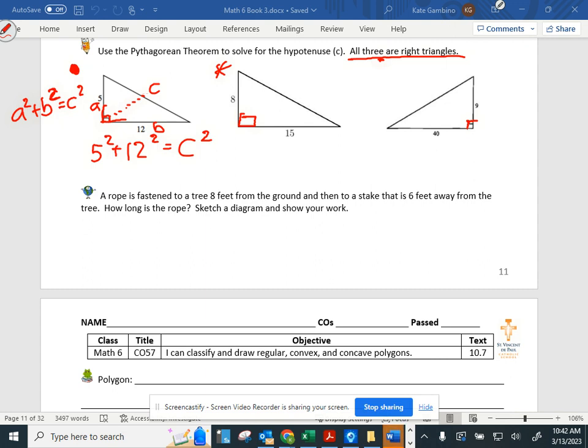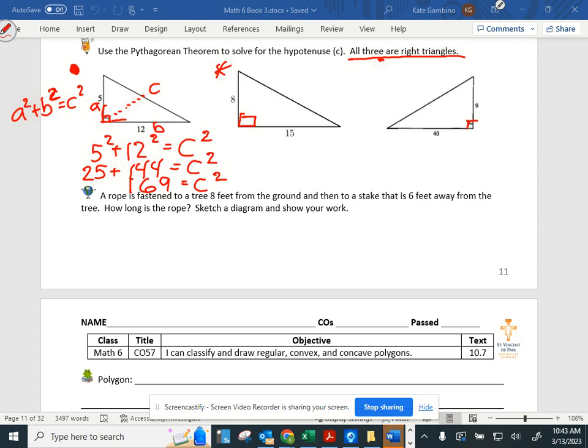So what is 5 squared? 25. What is 12 squared? 144. That equals C squared. So what's 25 plus 144? 169. So 169 equals C squared.